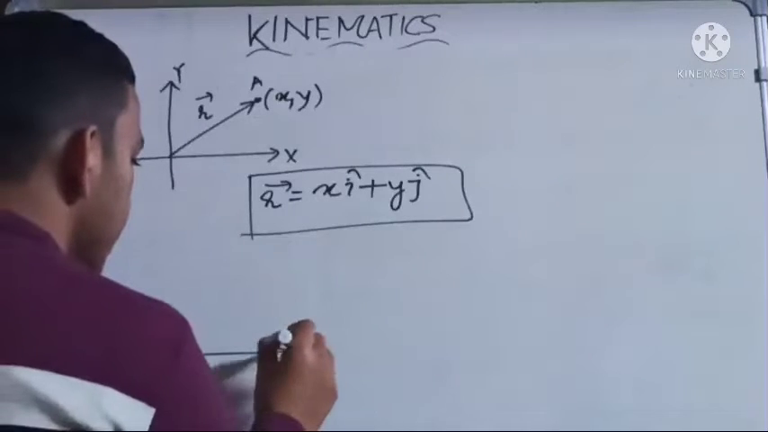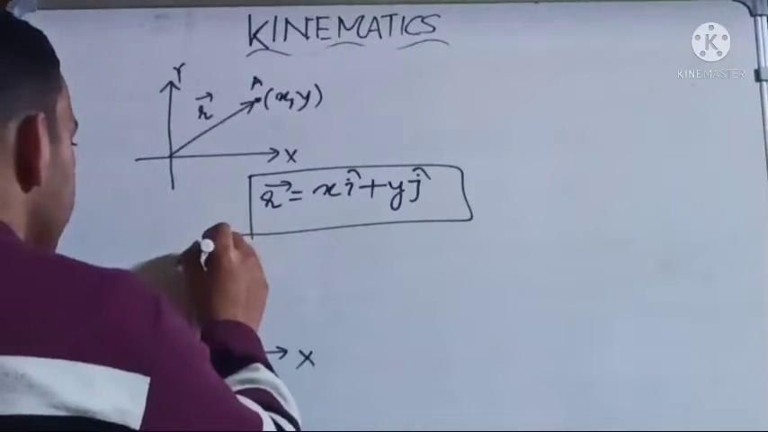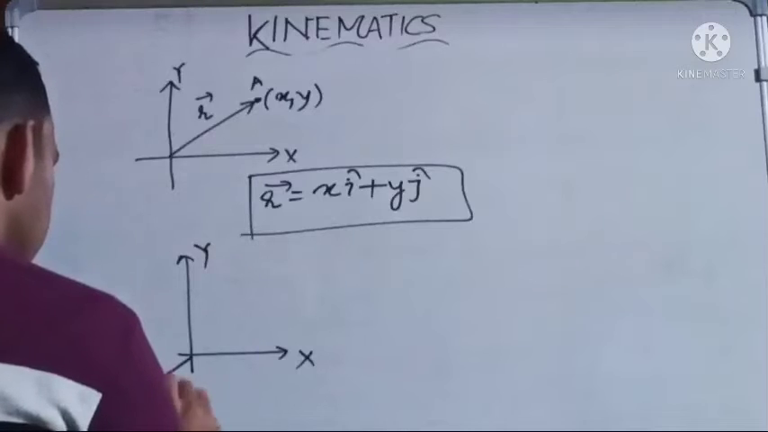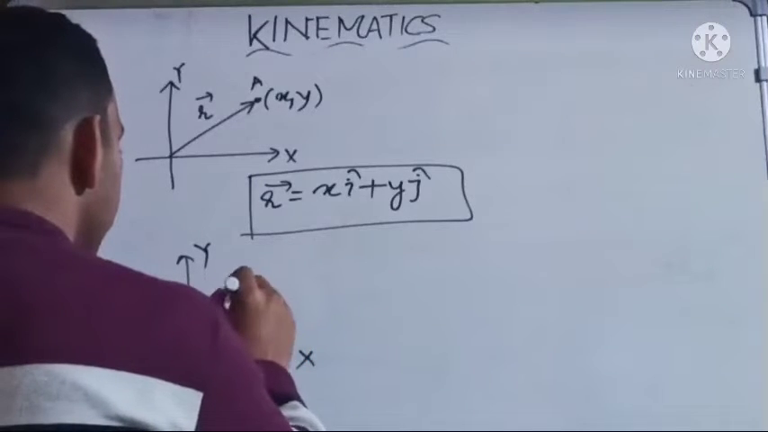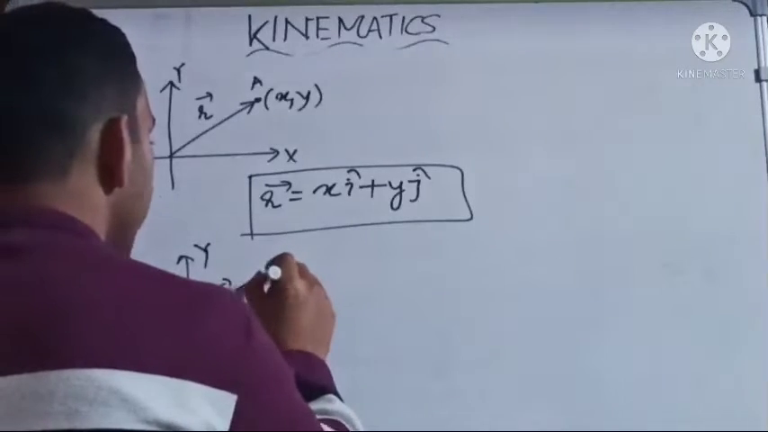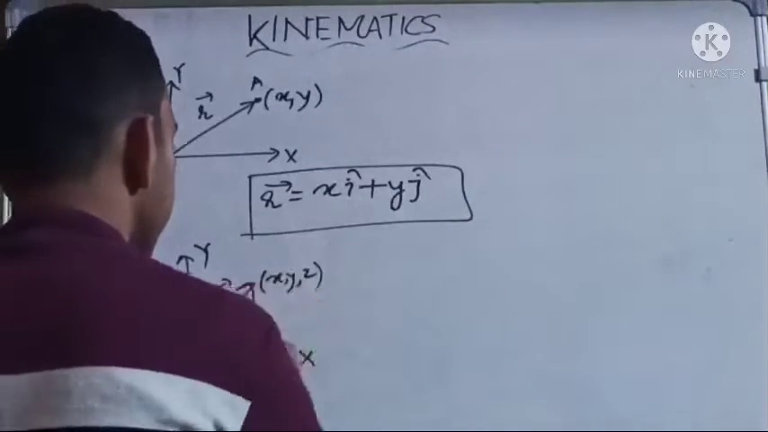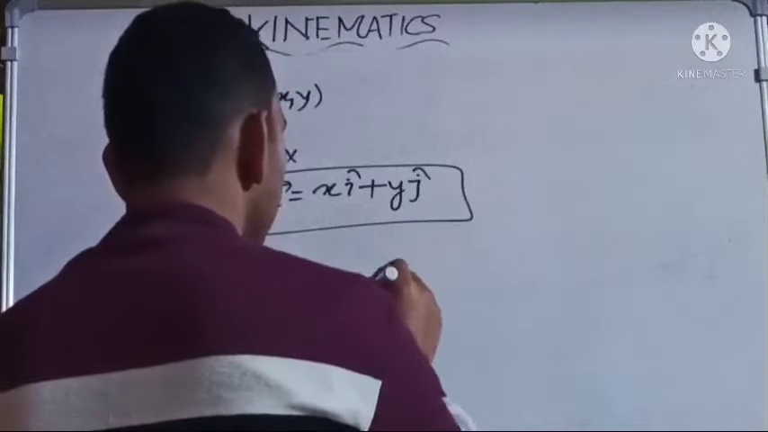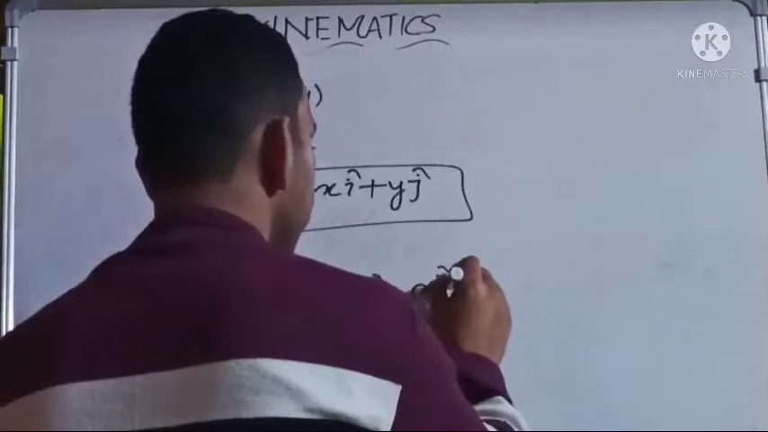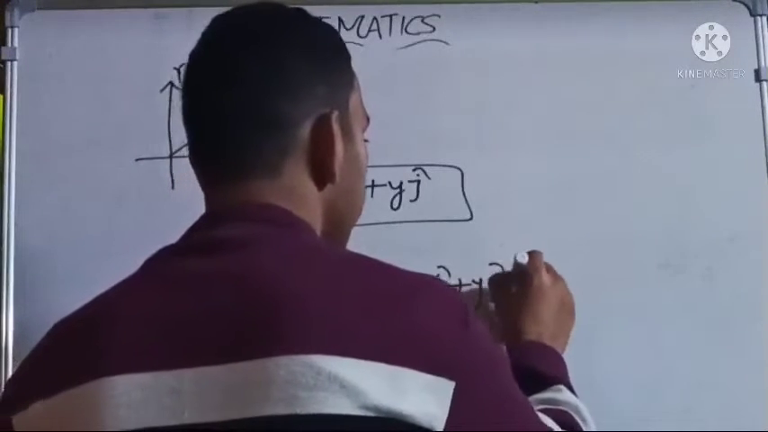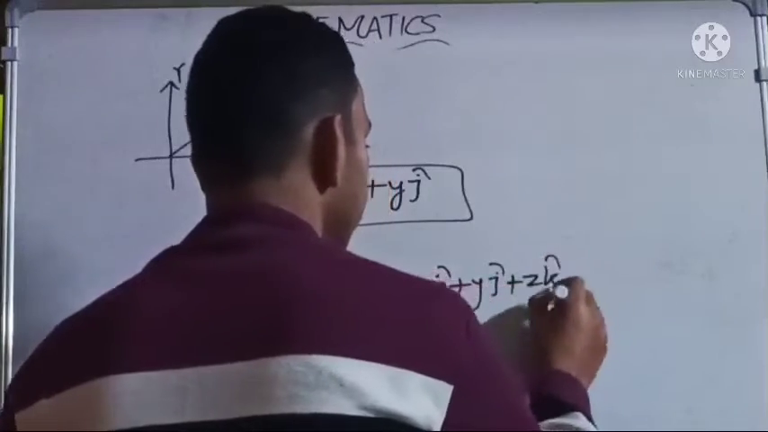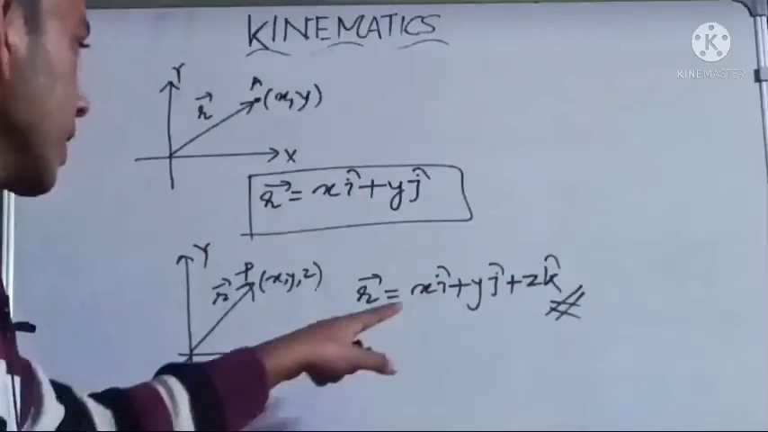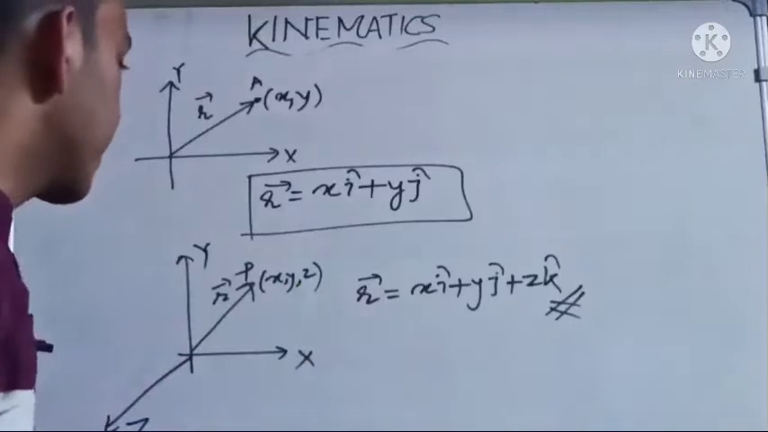Similarly, if we have this 3D space x, y, z, this is the position vector of a particle and its coordinates are x, y, z. Let the particle be P. Then we can write the position vector of the particle simply as x i cap plus y j cap plus z times k cap. In this way, we can simply write the position vector.